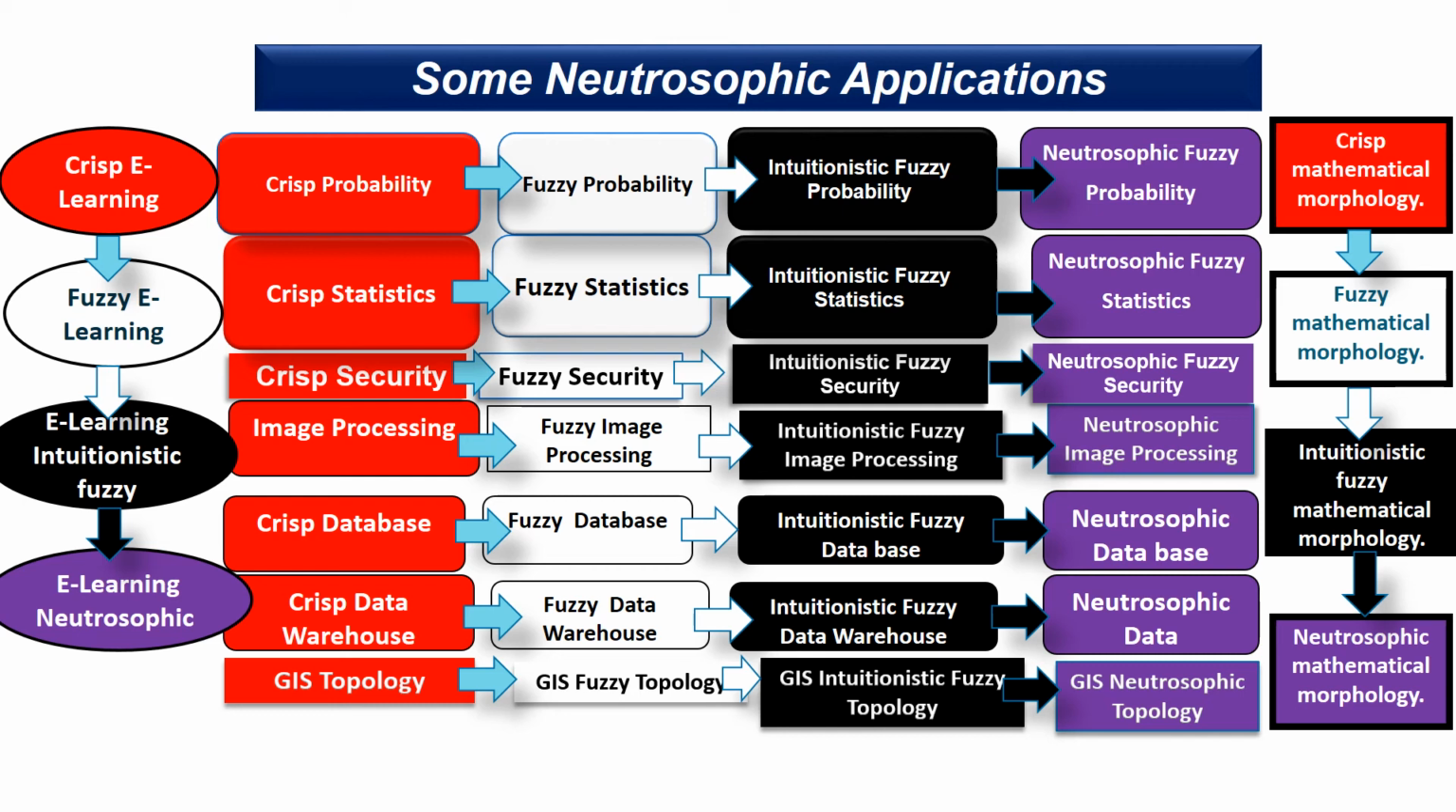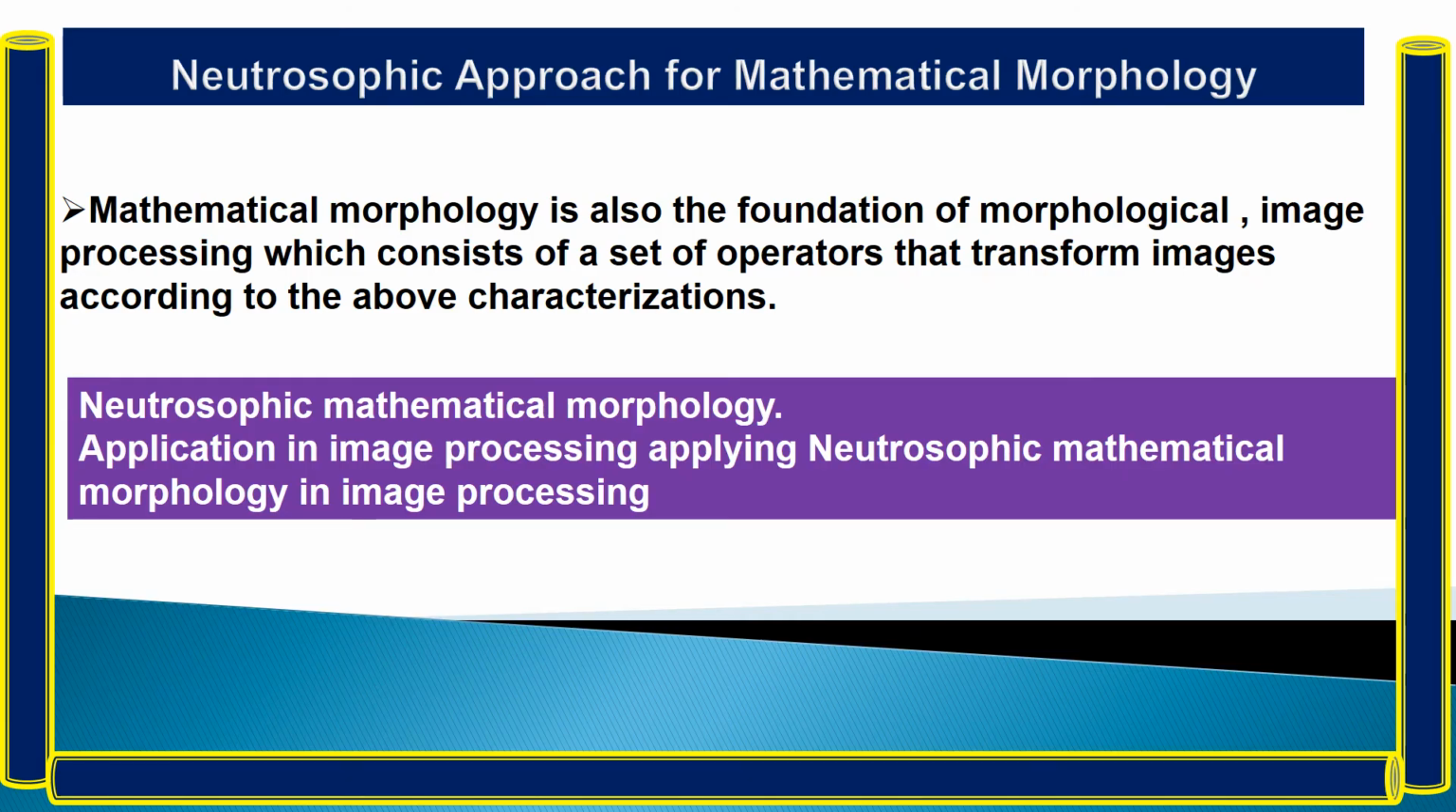Neutrosophic crisp morphology, mathematical morphology, neutrosophic mathematical morphology, stochastic fuzzy mathematical morphology, and fuzzy mathematical morphology. Neutrosophic mathematical morphology contains all of stochastic fuzzy mathematical morphology and crisp mathematical morphology. The following application: neutrosophic approach for mathematical morphology. Mathematical morphology is also the foundation of morphological image processing, which consists of a set of operators that transform images according to the above characterization. Neutrosophic mathematical morphology applications in image processing: applying neutrosophic mathematical morphology in image processing.